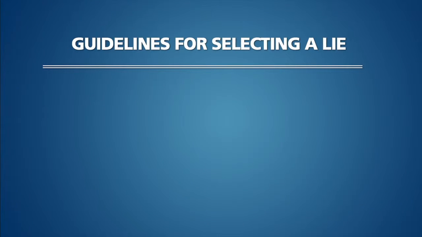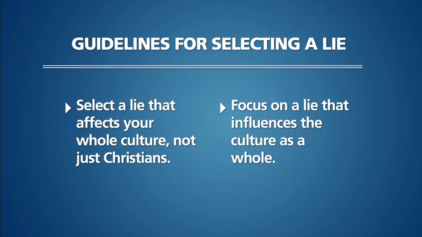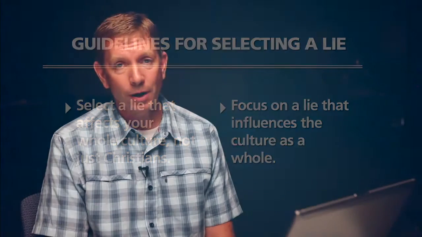Now, let me give you some guidelines as you consider this whole question of choosing a lie. First of all, I want you to think in terms of lies or deceptions of Satan that generally affect the whole culture and not just the church or not just Christians. Let me give you an example. A lie that's very prevalent and very damaging in my culture in the United States, it's widely believed, it affects largely the whole culture, is this. I would state it this way: man is the result of a purposeless process of evolution. Or I could say it a different way: man is nothing more than a highly evolved animal. So that's a widely held belief or lie in my culture that has widespread consequence.